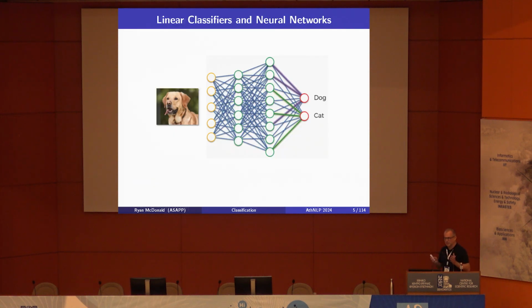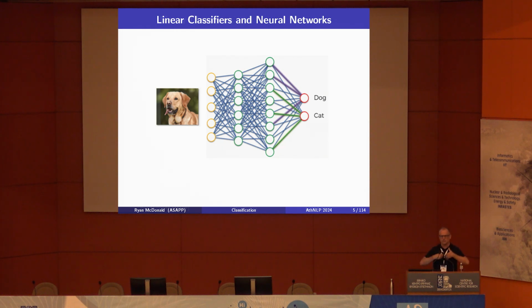And to show you what I mean about that last point on the slide, that linear classifiers are just part of a neural network, we can think of a neural network. You've probably seen a picture like this. You have some input. It's a picture of a dog. Maybe that input is represented by the pixels, some representation of the pixels.